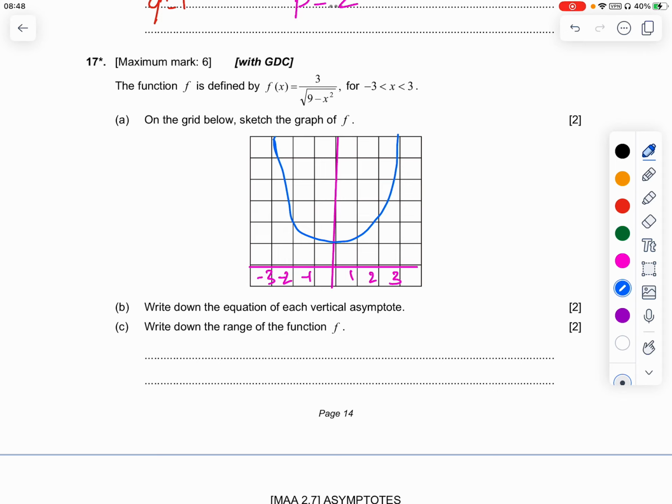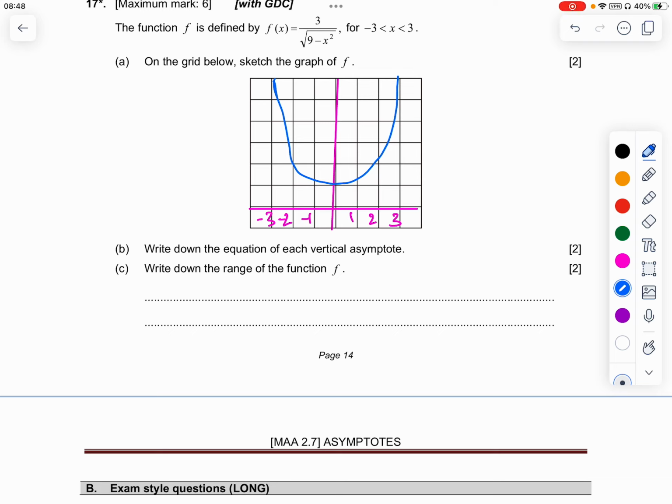Write down the equations of the vertical asymptotes. Vertical asymptotes means denominator equals 0. x square minus 9 equals 0. x square equals 9. x equals plus or minus 3. x equals 3, x equals -3. What is the range? Range is always greater than or equal to 1. That's going to be the range.